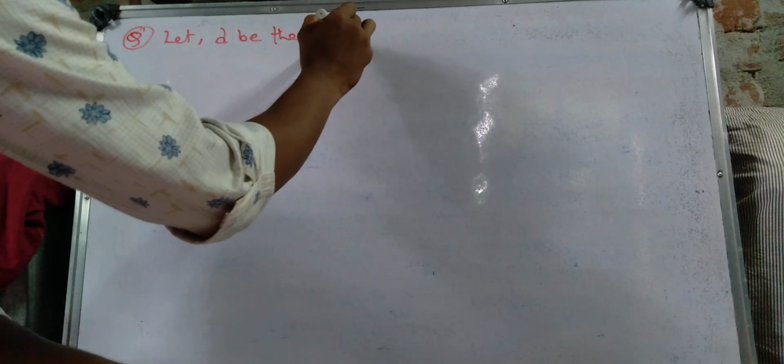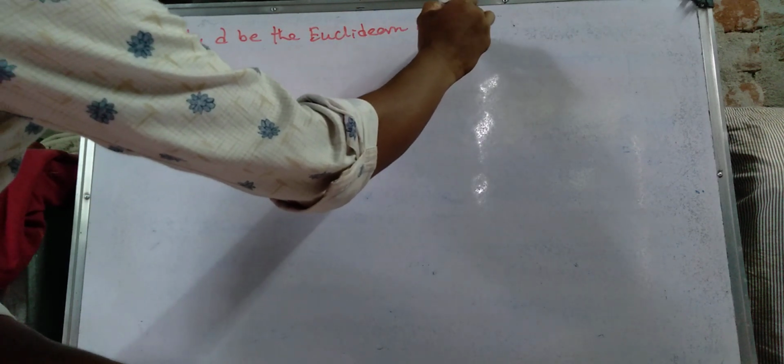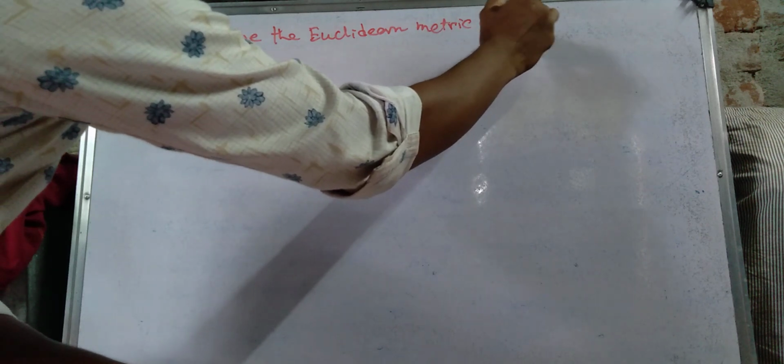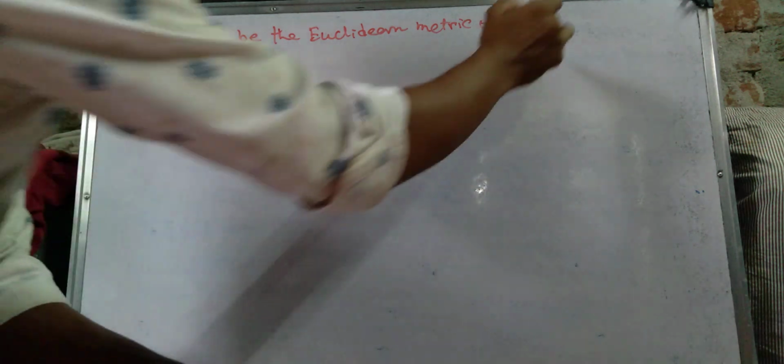Next we discuss another problem. This problem is so simple. Let d be the Euclidean metric on R squared. The Euclidean metric on R squared.